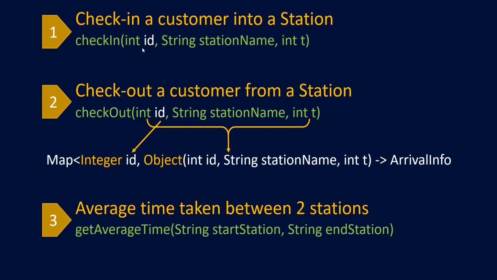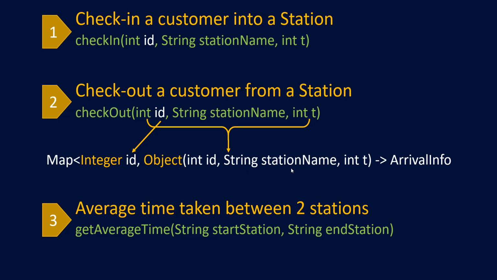This is the simplest thing that we can think of right now, and let's name this as arrival info or arrivals. So we'll create this object or this class, and this class we'll name it as arrival info in our coding part, and so that would store the data of check-ins of a customer. So whenever a customer checks in, we'll store its ID along with the information, arrival information, into a hash map.